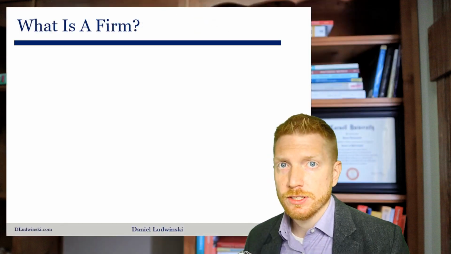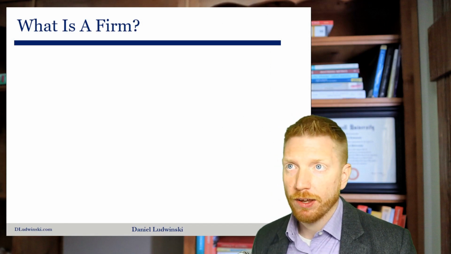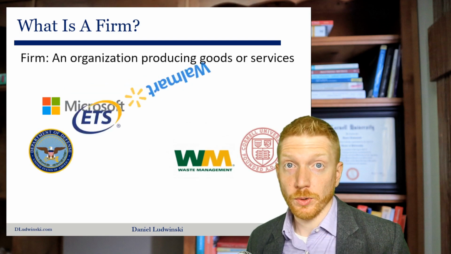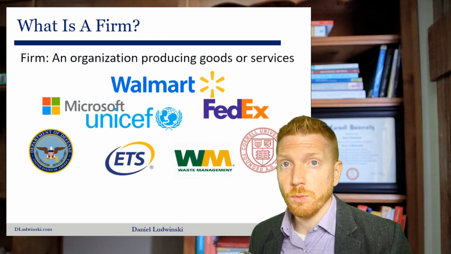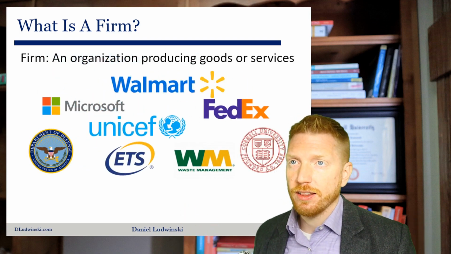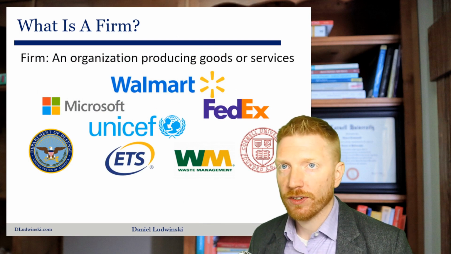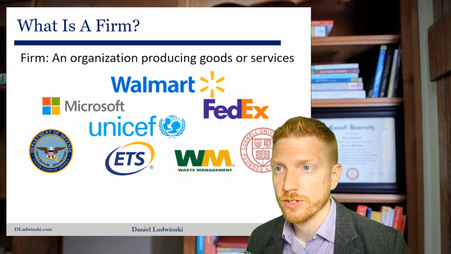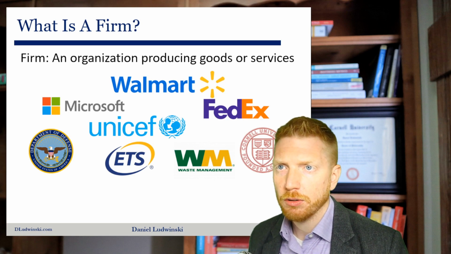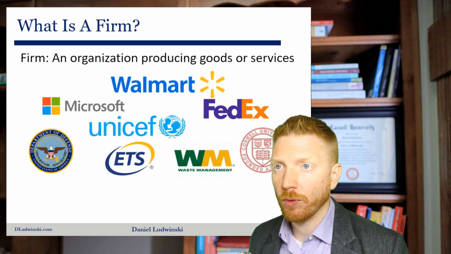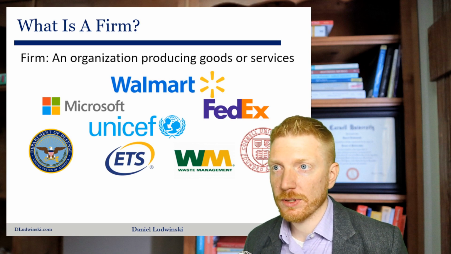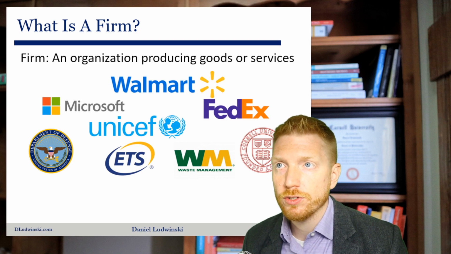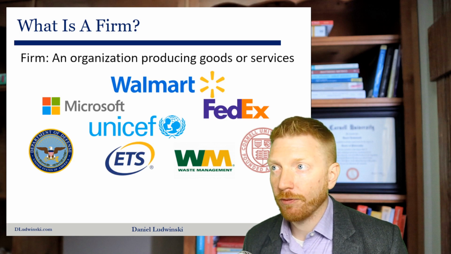So now let's discuss some more definitions here. First, what are we talking about when we're talking about a firm? We're going to talk a lot about a firm. What we mean is an organization that is producing any goods and service. So Walmart, FedEx, those are firms that you know, Microsoft, but also public utilities or things like waste management, even the Department of Defense or Cornell University. All of those could be considered firms.